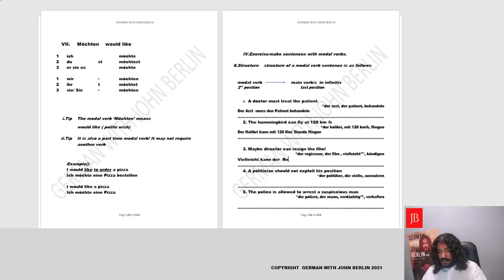Der Regisseur. Vielleicht kann der Regisseur, what can he resign? Accusative, it's masculine, the film. So we'll go to accusative masculine article. It'll be den, die, das, die. So we'll pick up den Film. The verb to resign is kündigen. G-U Umlaut.